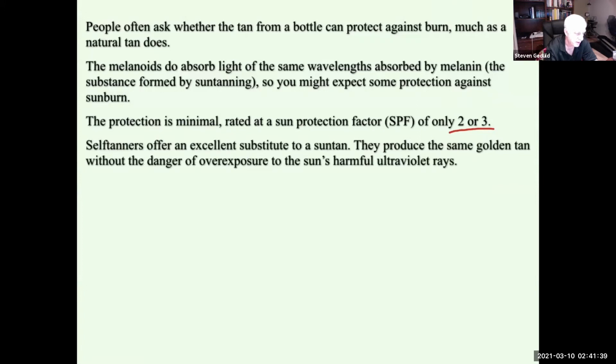So self-tanners offer an excellent substitute to a suntan. They produce the same golden tan without the danger of overexposure to the sun's harmful ultraviolet rays and the skin cancers that develop from that.